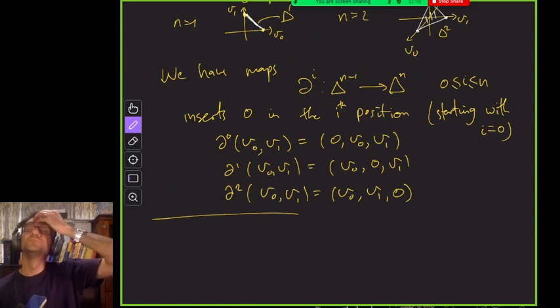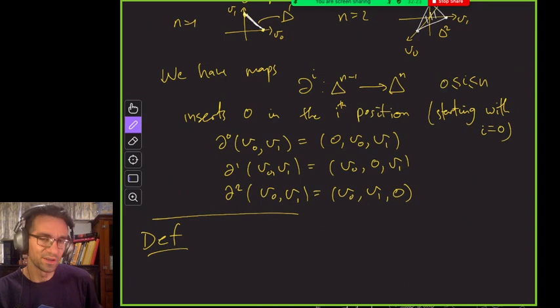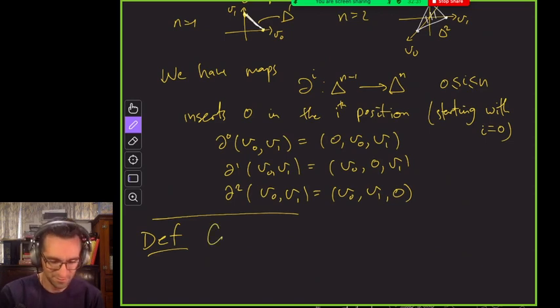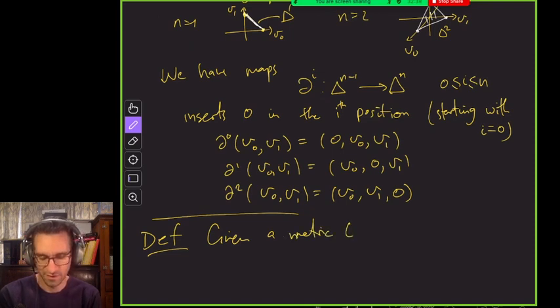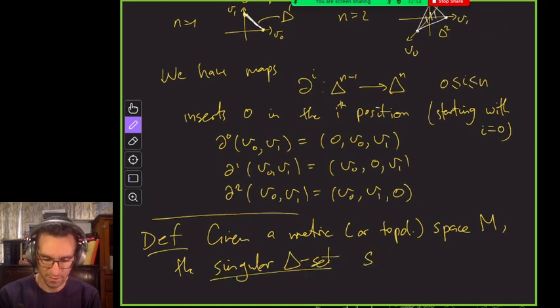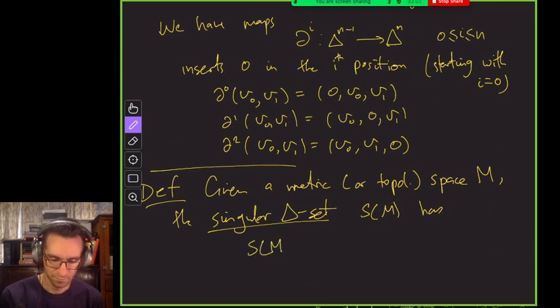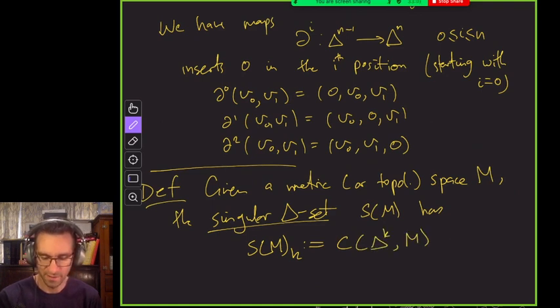So here's another definition. This requires knowing what a metric space is, not in any deep way, just some type of space, a fancy subset of Rn, say. So given a metric, or even a topological space, but I haven't defined those yet, the singular delta set S M, its k simplices, is the set of continuous maps from the topological k simplex into M.